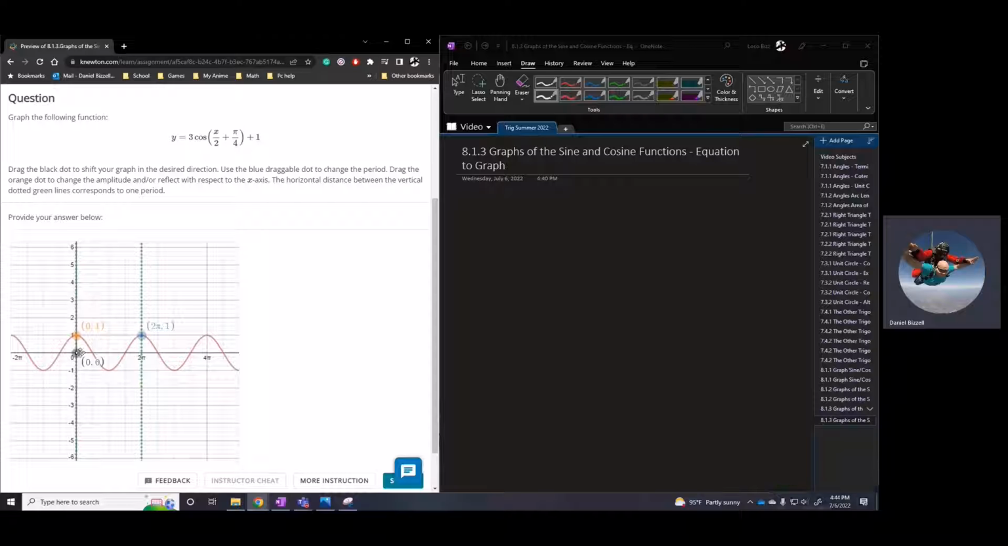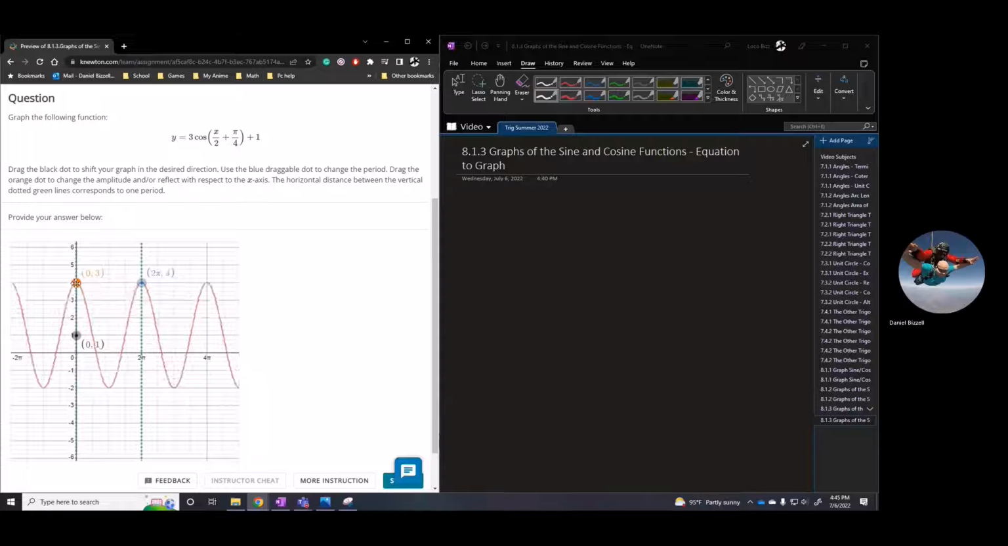So the vertical shift here is +1. So we need to shift our graph up 1. The next easiest one to recognize is our amplitude, or our A, and our A is 3. So we need this orange dot to be a distance of 3 away from our midline, or our vertical shift. So 1, 2, 3.